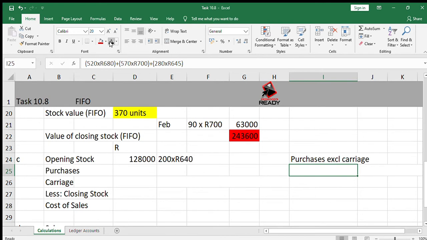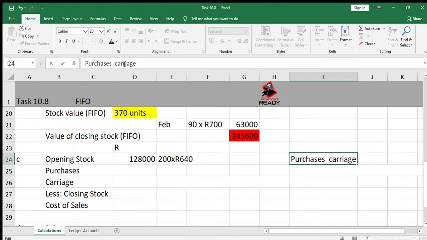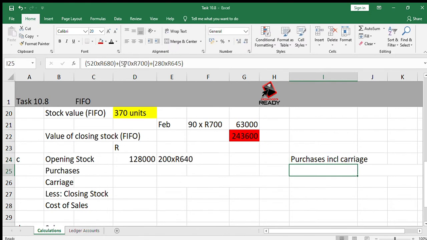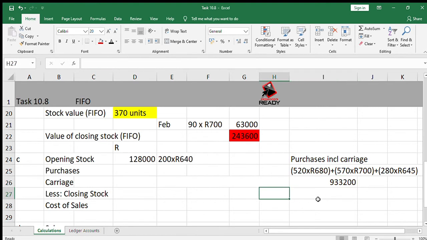Okay, so that's January 520 times 660. That's 520. Sorry. I'm first going to calculate purchases including carriage, right? So in January it was 520 times 680. In February 570 times 700, and in March 280 times 645. Okay. And that would give us an answer of 933,200. So that means it includes carriage. We could use 933,200 for purchases and just leave out the carriage.